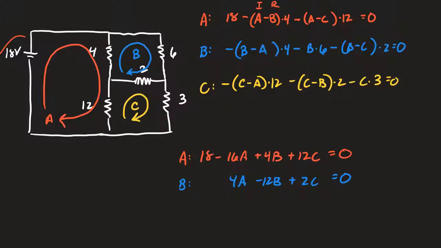Then for the last one, I've got positive 12A, I've got positive 2B, and I've got 12 plus 2 plus 3. So 18C. Is it 17? Yeah, I'm sorry. That sucks. It's nicer when it was all even. Yeah, it is the one guy.